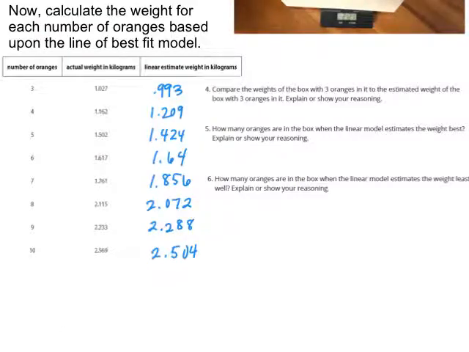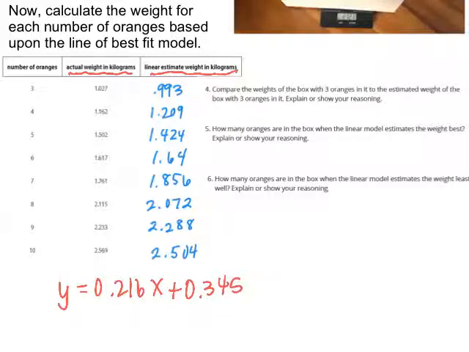Okay, so here are your values. In this column, we have the actual weight. So these are what the scale said for the individual oranges. And in this column, we have the estimate weight. This is based on our line of best fit. I'll just write down what that equation was. It was y equals 0.216x plus 0.345. So that's in slope-intercept form. We have our slope and our y-intercept. And if you plug in 3 into this equation, out pops the 0.993.